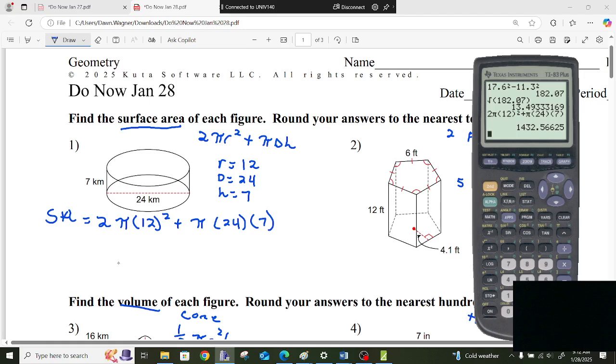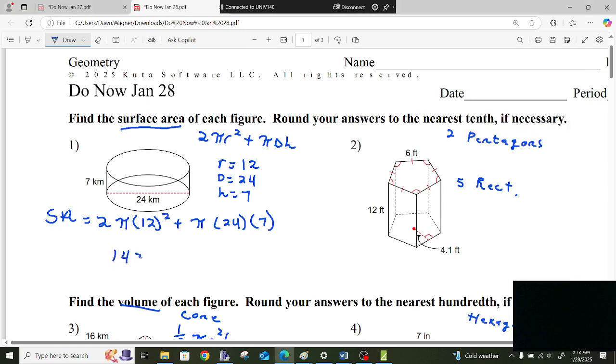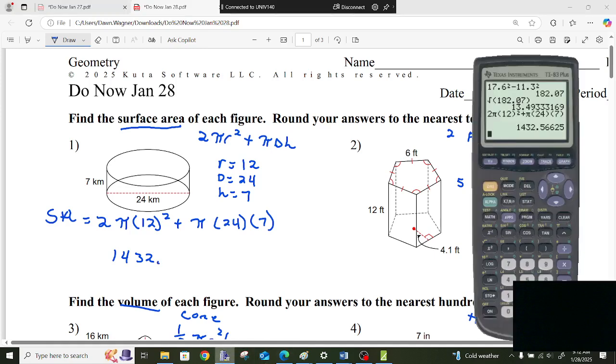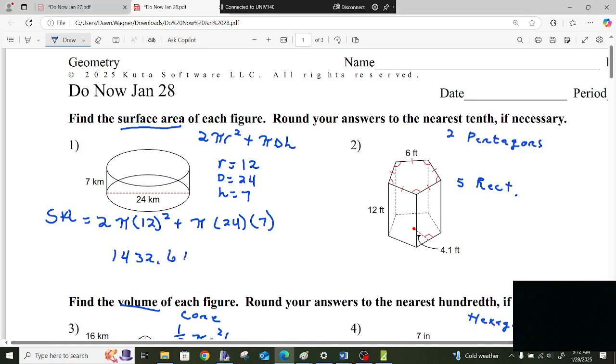So I would say this is 1,432.6 km. Now it's surface area, so what should the exponent be? It should be a 2 because we're talking about area.